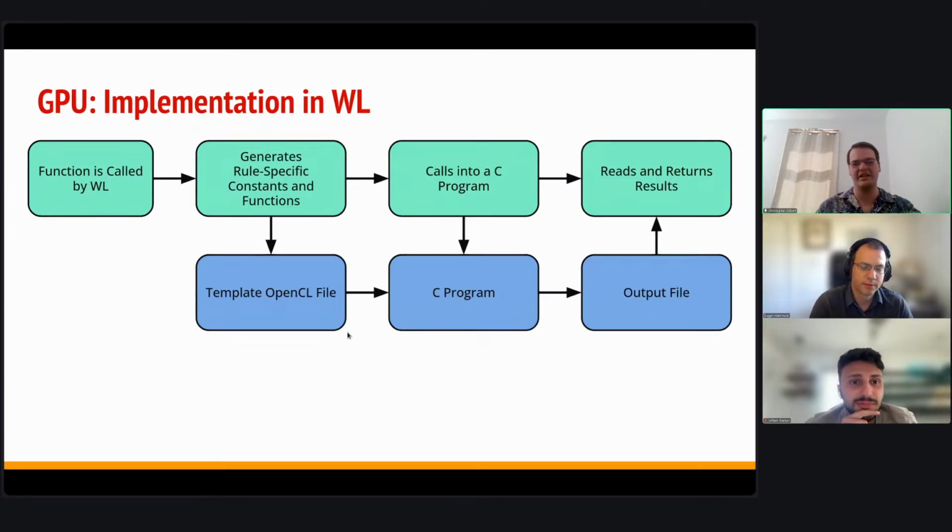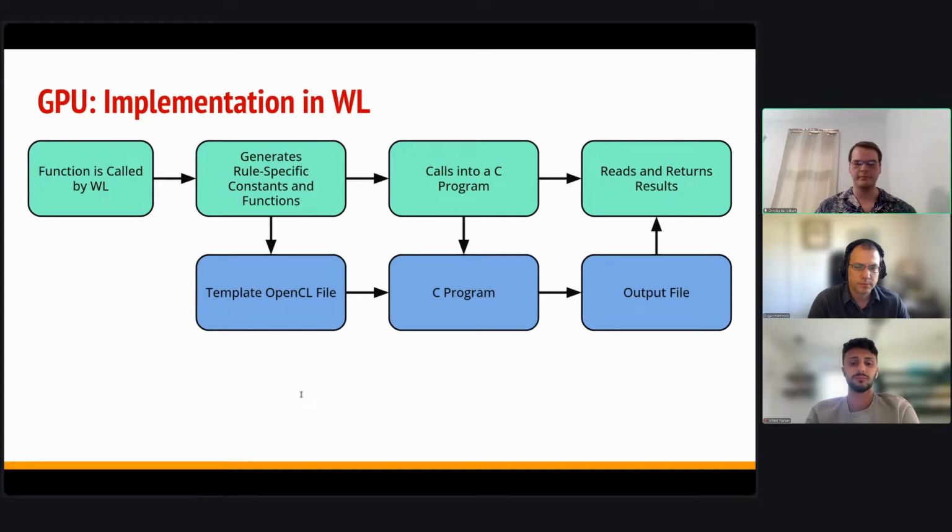And now the actual implementation in Wolfram language is a little convoluted. The Wolfram language supports integration with OpenCL through OpenCL link, but this only seems to work on discrete GPUs, and I just have a laptop with not that. But actually, you can call OpenCL through C anyway, and it just uses your CPU instead. So basically, when you call the GPU structure search function, it generates all those rule specific constants like the radius and colors, as well as the Boolean expression for how to implement the update rule. Then it fills those in as templates, pasting them into an OpenCL file, and then it calls a C program, which runs the OpenCL code and writes the results to a file, and then reads back out that output file.